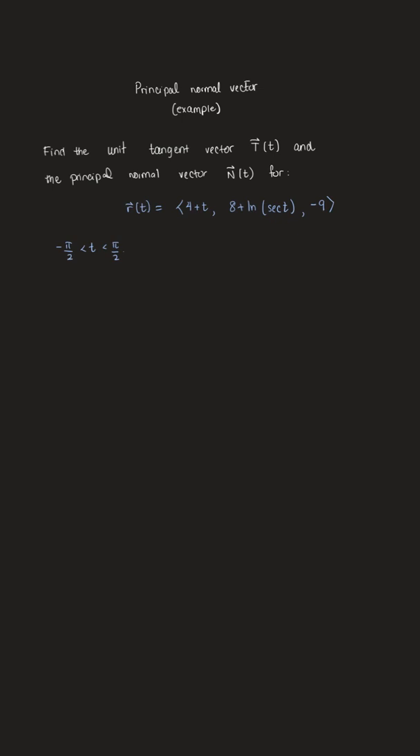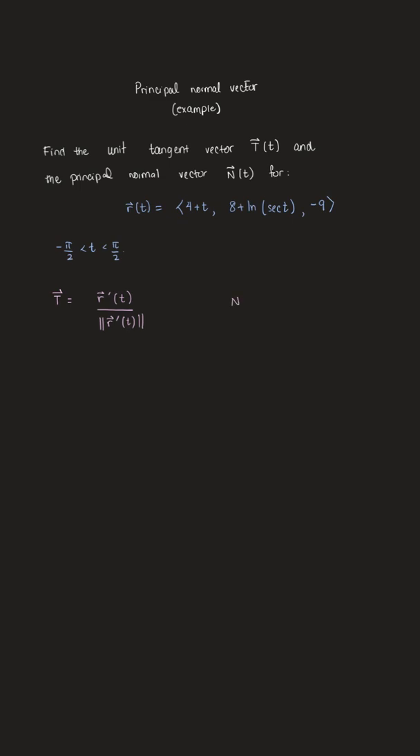Let's do an example where we want to find the unit tangent vector as well as the principal normal vector for the following vector function. And so let's start. Recall that our unit tangent vector is going to be the derivative of our vector function divided by its magnitude, so that it is a unit tangent vector.